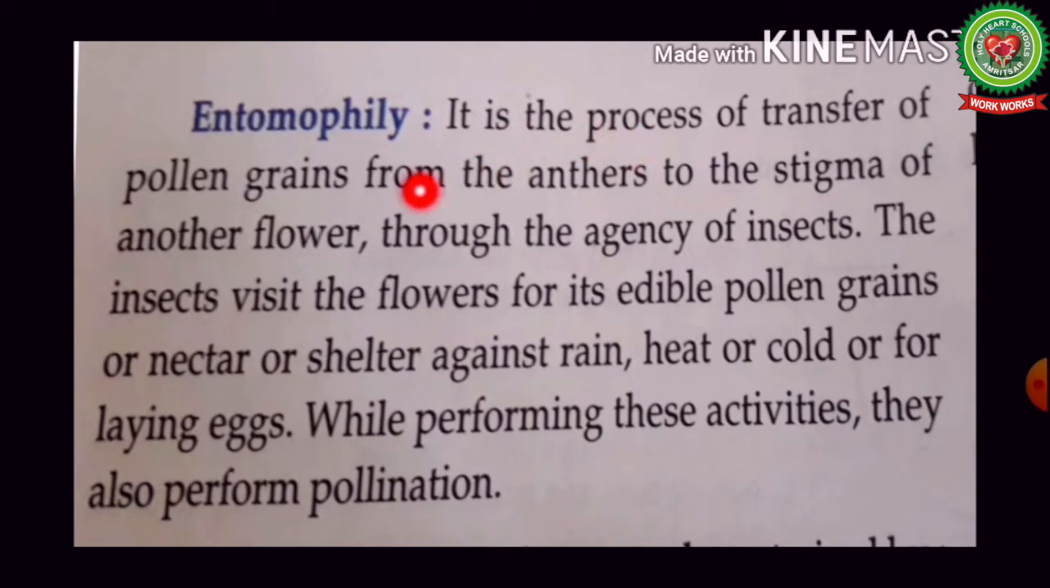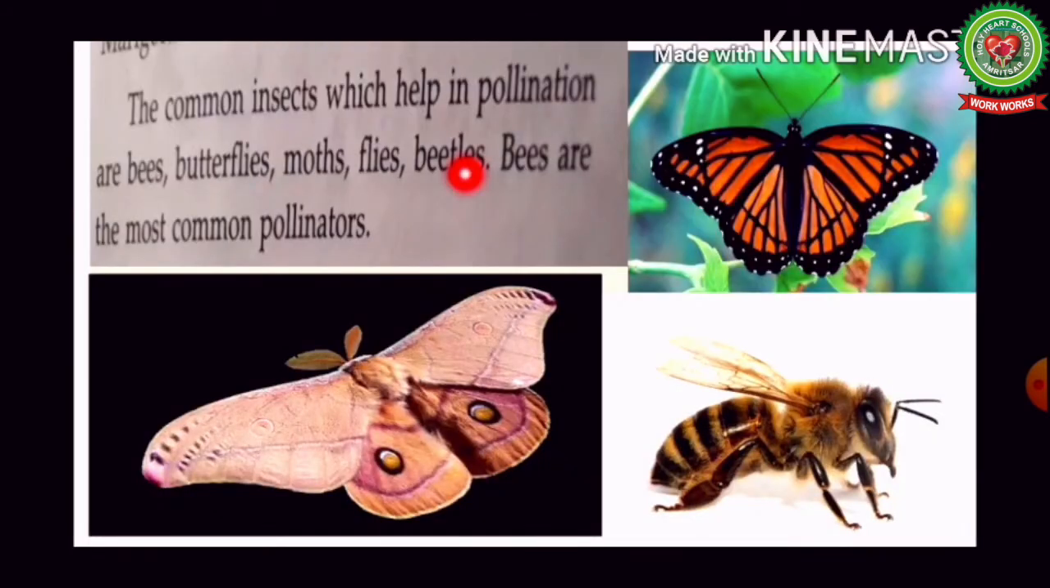Entomophily. It is the process of transfer of pollen grains from the anthers to the stigma of another flower through the agency of insects. The insects visit the flowers for its edible pollen grains or nectar or shelter against rain, heat, or cold, or for laying eggs. Nectar means sweet fluid secreted within the flower. While performing these activities, they also perform pollination. The common insects which help in pollination are bees, butterflies, flies, beetles. Bees are the most common pollinators.